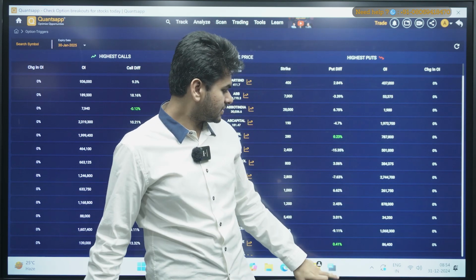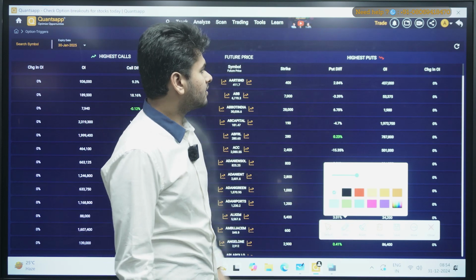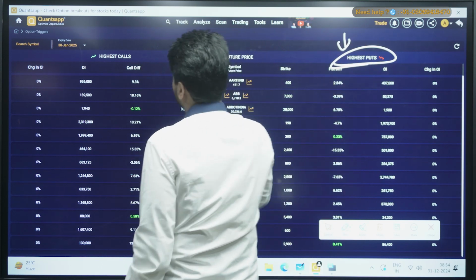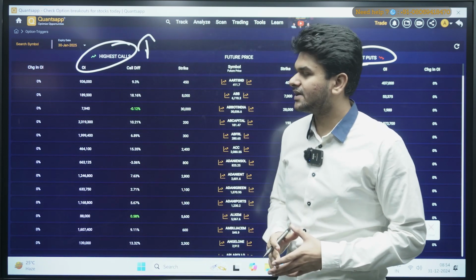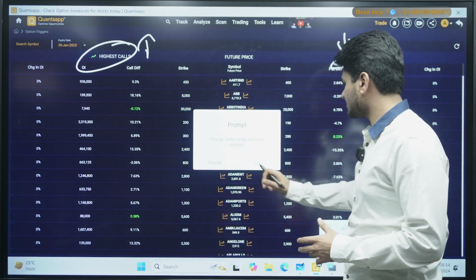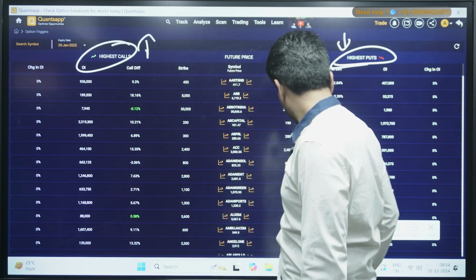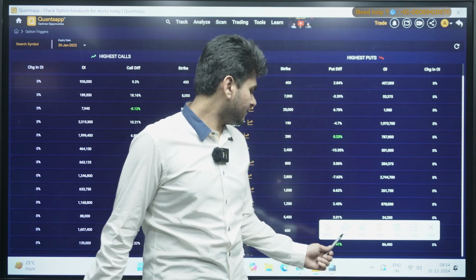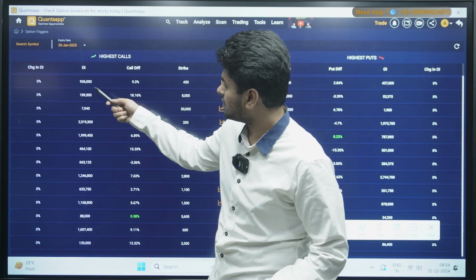So what we need here is that particularly if the put seller is unwinding, we can see a breakdown. If the call seller is unwinding, we can see a breakout. Okay, so let's just suppose today the market is somewhere on the bullish side. So what can we see here, that you can simply sort it by change in OI.